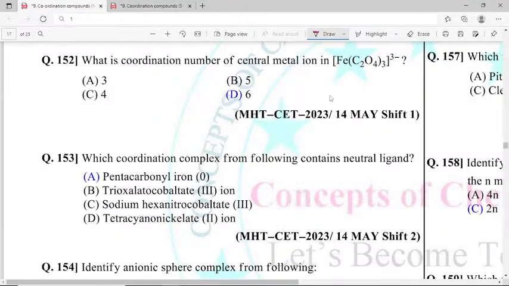What is coordination number? Coordination number stands for C.N. Coordination number, 3 bidentate ligands, so this is 6. Bidentate, so this is 2 multiplied by 3, equal to 6.